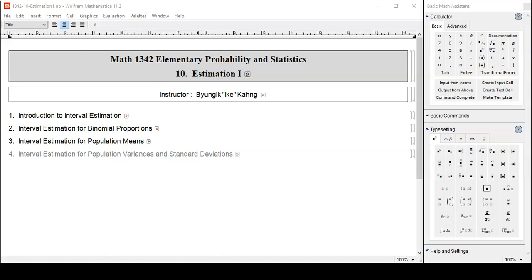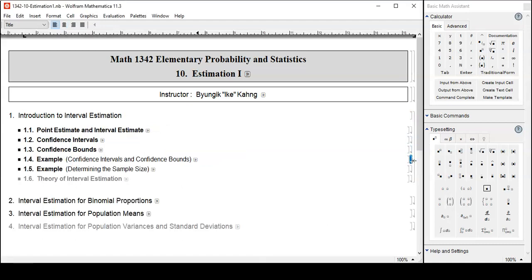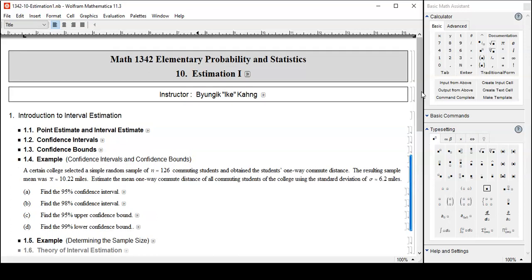Hello students, welcome back. Let's go to section 3, interval estimation for population means. Wait a minute, haven't we done this before? Back in section 1, we had this example problem. Remember? We went through some confidence intervals and confidence bounds for the mean one-way commute distance for all students.